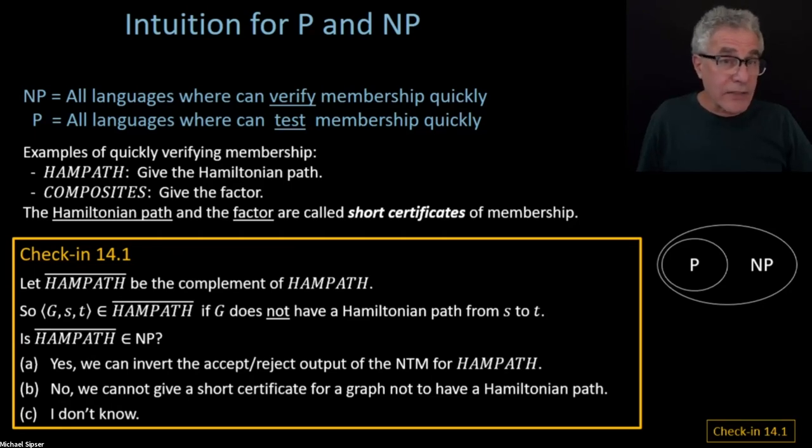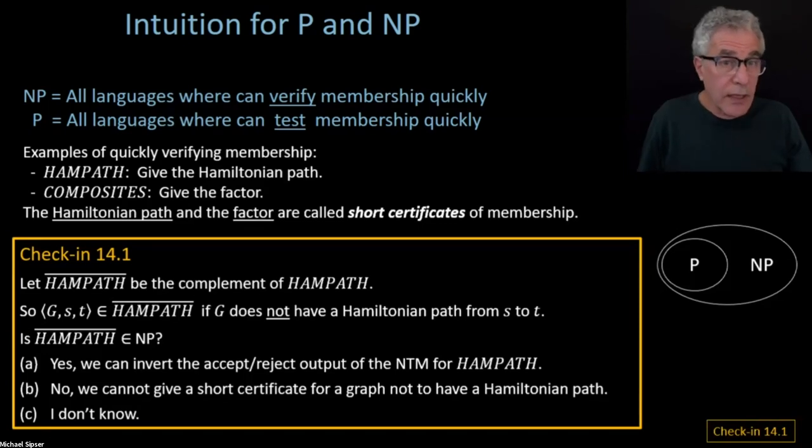I think the only fair answer to this question is C. Because we don't know whether or not we can give short certificates for a graph not to have a Hamiltonian path. If P equaled NP, then you can test in polynomial time whether a graph has a Hamiltonian path. And then the computation itself would be a certificate, whether it has a path or whether it doesn't have a path, because it would be something that you can check easily.